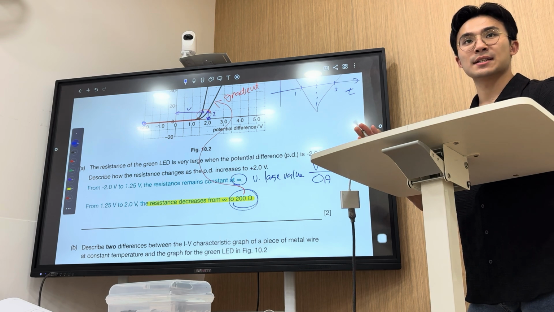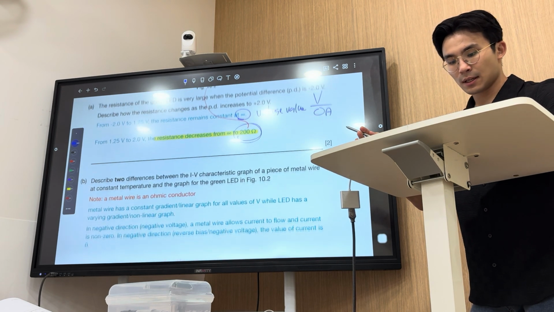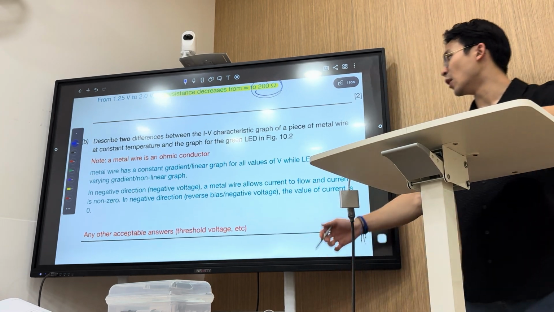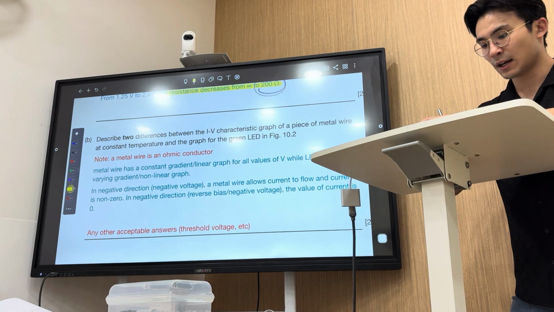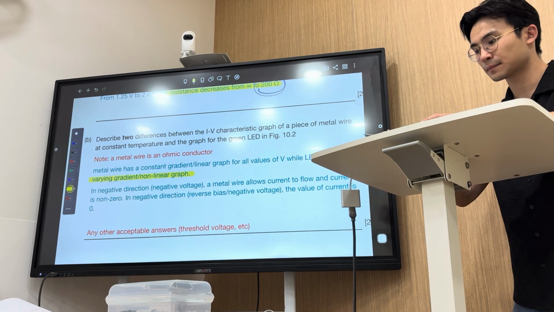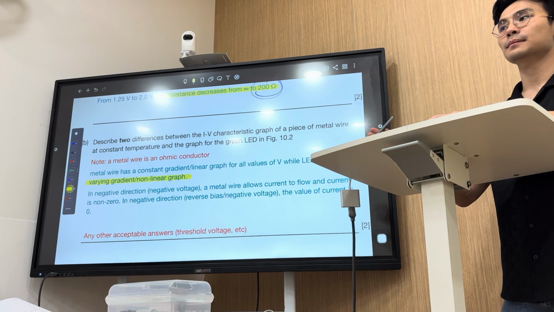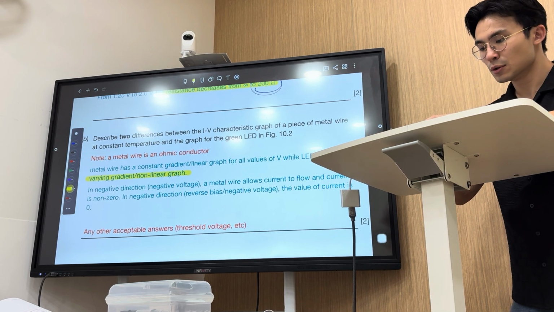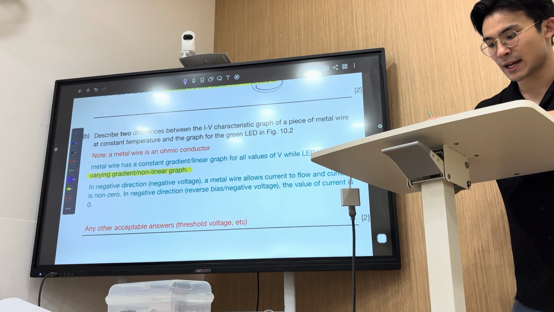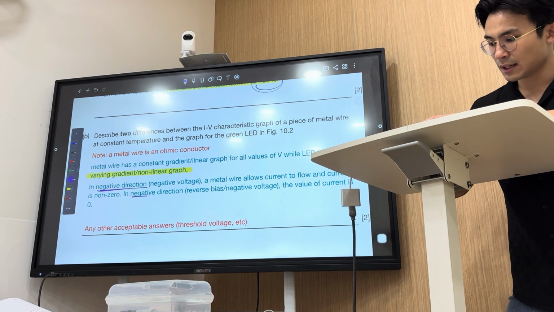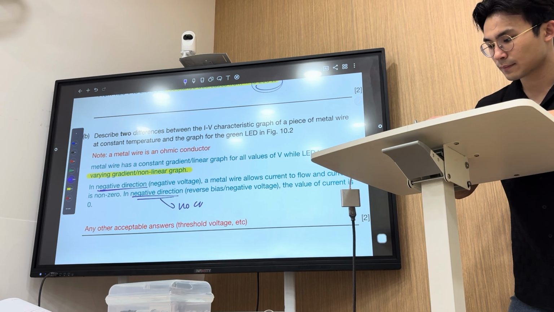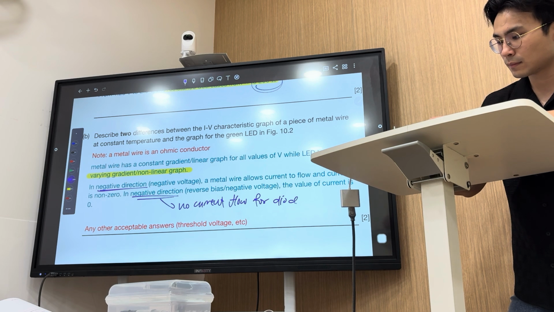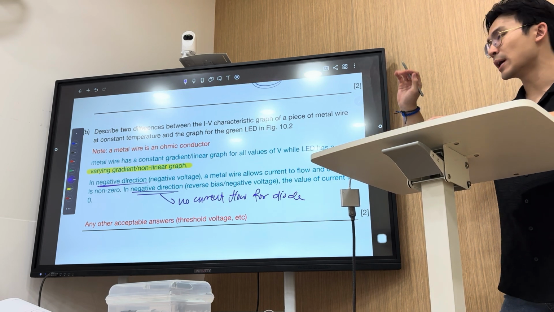Okay, 2 differences. Let's wrap this up. Your metal wire is an ohmic conductor. You have a linear graph for all values of V, while the other one is clearly non-linear. That's difference number 1. Difference number 2, you can talk about negative bias or reverse bias. In the negative direction, no current can flow for the diode. The other one still allows current to flow.